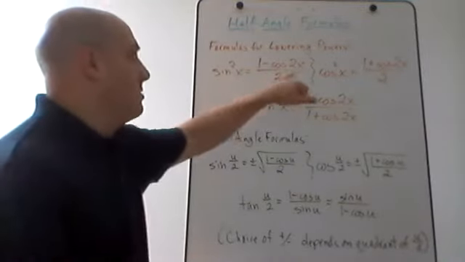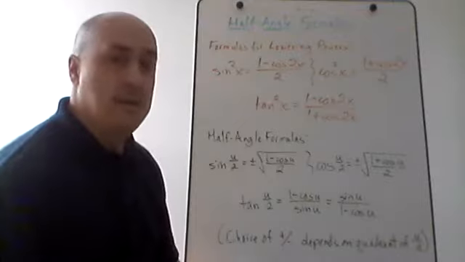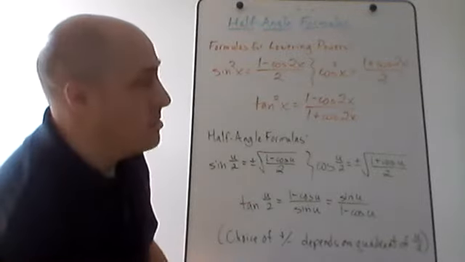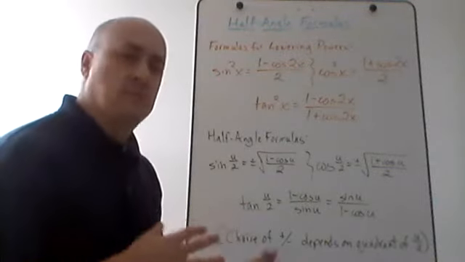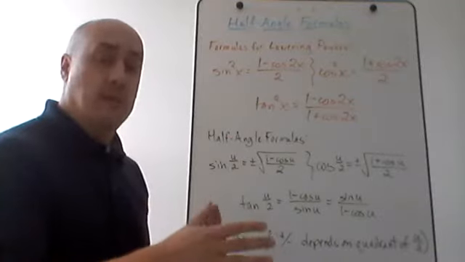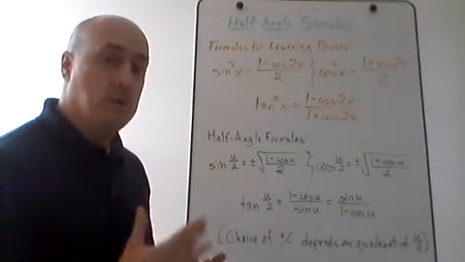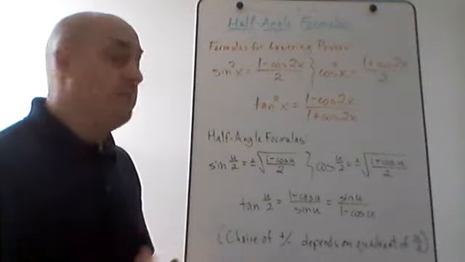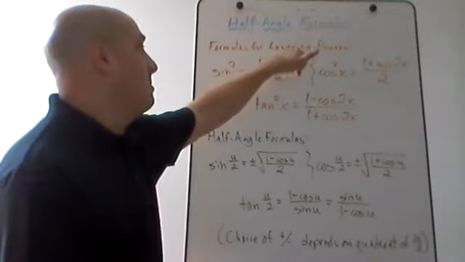Like if you have a sine squared or a cosine squared or a tangent squared in the integral you're trying to do, and you don't have rules to work with that, but if you can reduce it to a trig function to the first power, you're able to actually proceed and go through with the problem. So that's why we call these formulas for lowering powers.